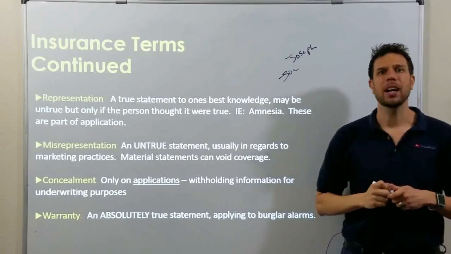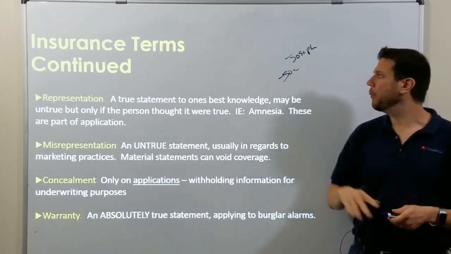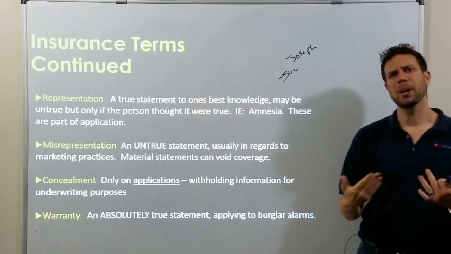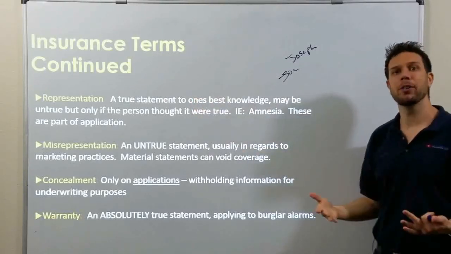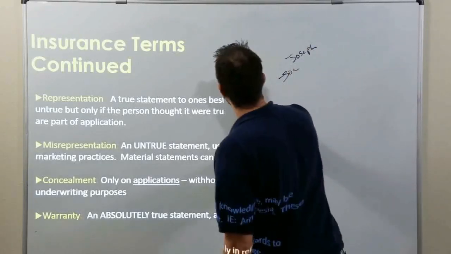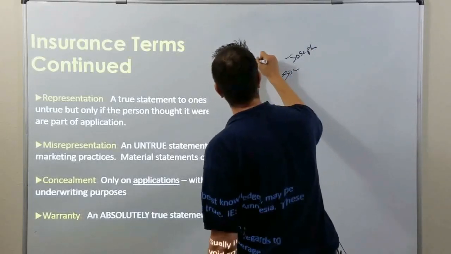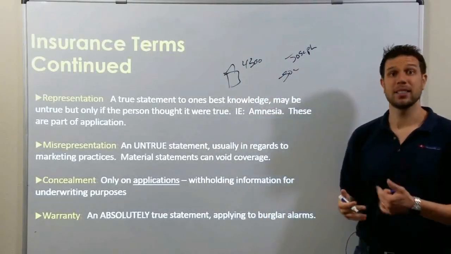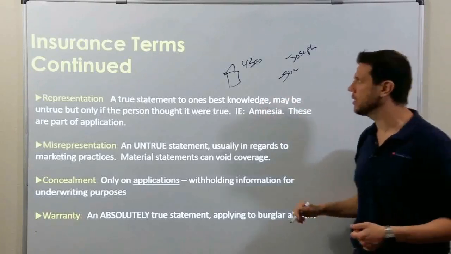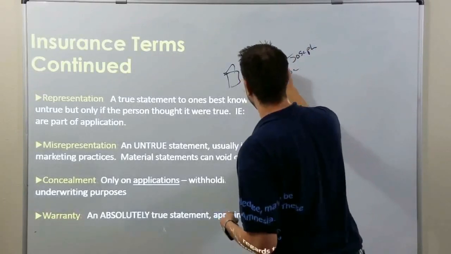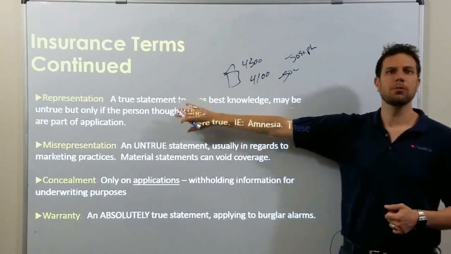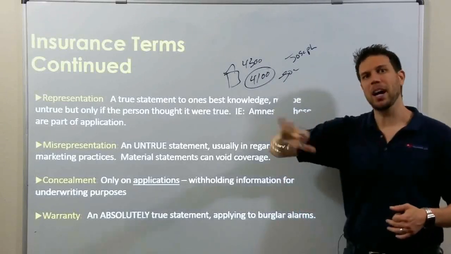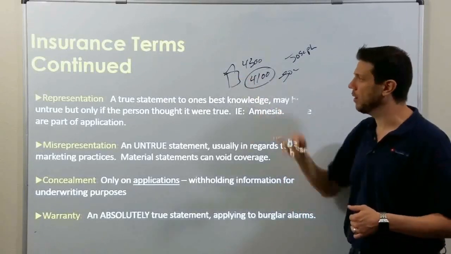Representations are sometimes not true, but we think they're true when we made them at the time. So for example, you might ask an insured, how many square feet is your house? And they might say 4,300. But then you pull it up on the taxation website and you find out that the house is actually 4,100 square feet. That's still a representation. The insurance company just fixes it and changes the policy to reflect the correct amount.